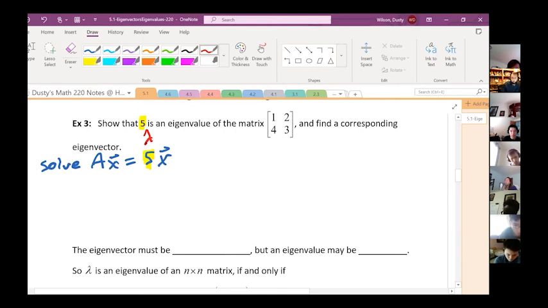Ahmed asked, are all the eigenvectors of a matrix multiples of each other? That's a good question. Why don't you hold on to that question for a little bit? I think we'll answer it shortly.